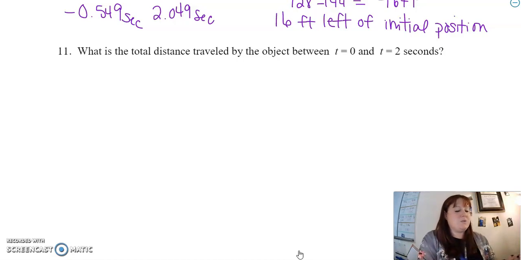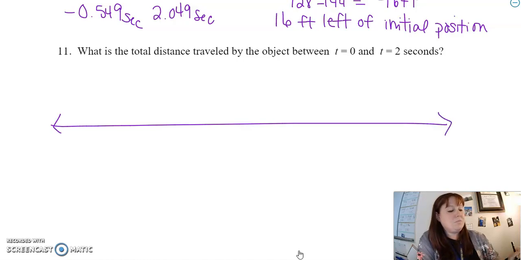So how do we do this? So it just is asking between 0 and 2. So we're going to start with a number line here. We're going to say this is time equals 0. And this is time equals 2.